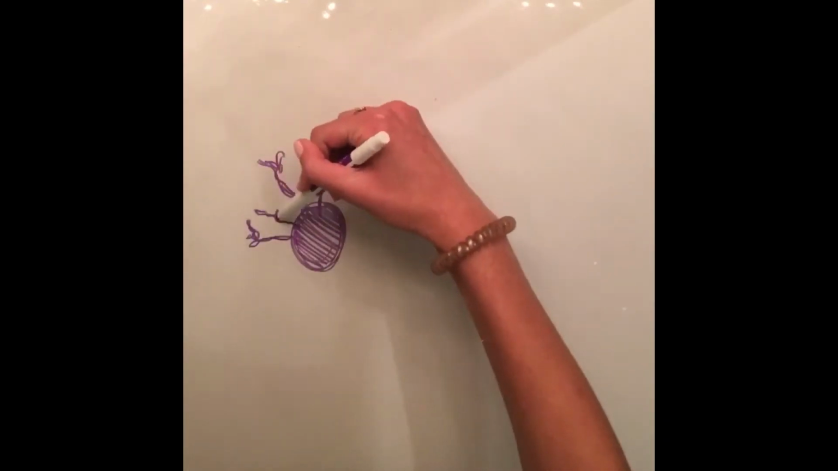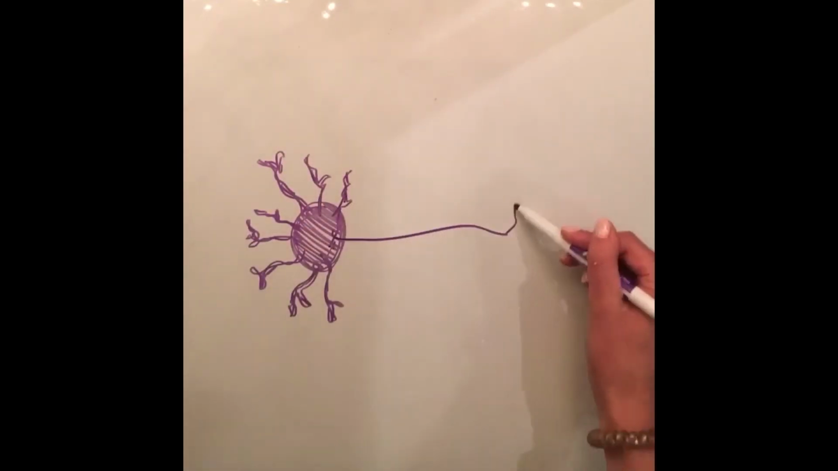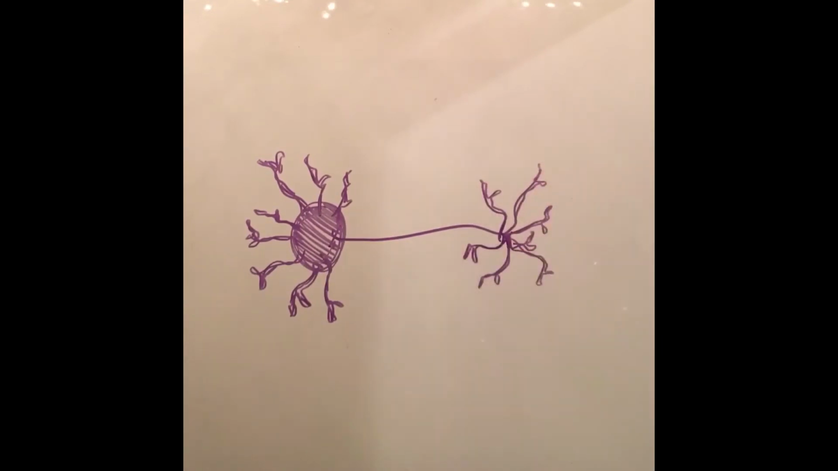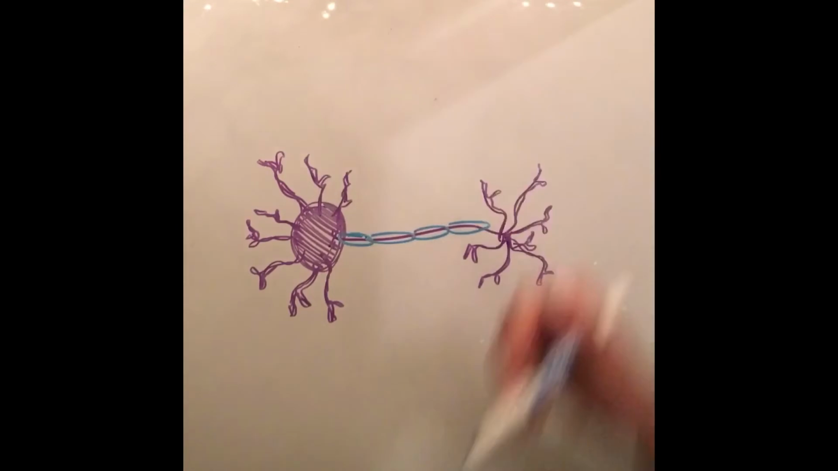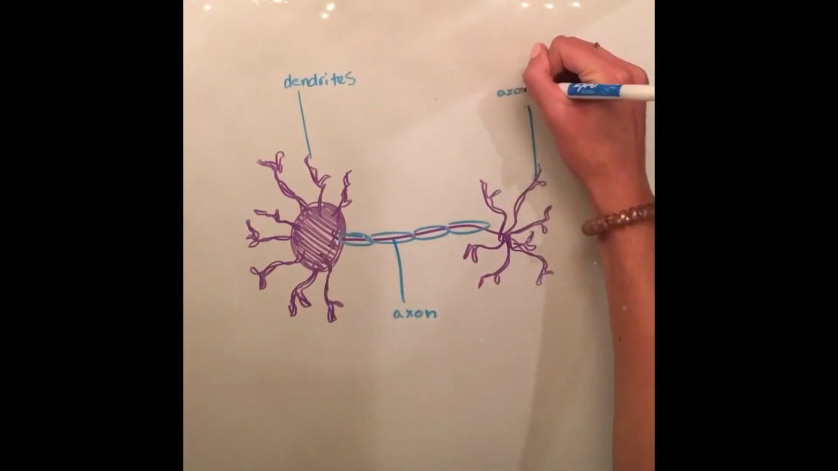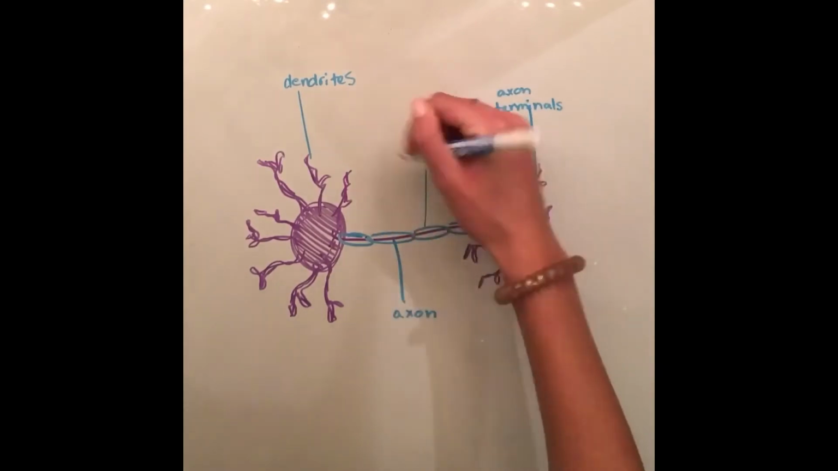Neural communication is facilitated by neurons, or nerve cells. Neurons consist of dendrites, which receive messages from other cells, the axon and axon terminals, which send messages to other cells, the myelin sheath, a fatty layer that covers the axon, and the cell body, which helps keep the cell alive.